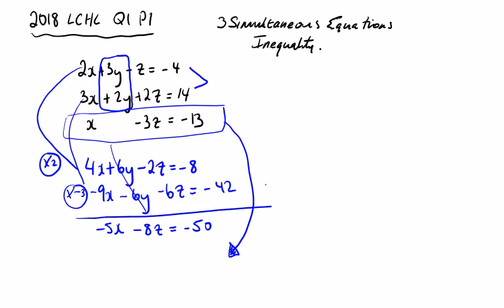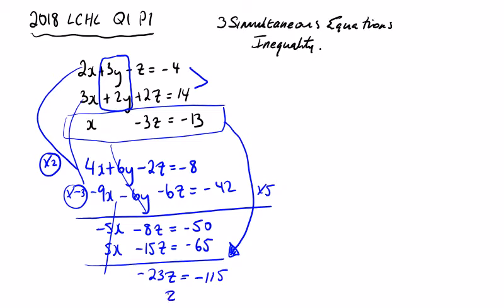So we're going to get 5x minus 15z is equal to 5 13ths, which is 65. And if we combine these two lines, we'll get minus 23z is equal to minus 115. So you can see that z is equal to 5.